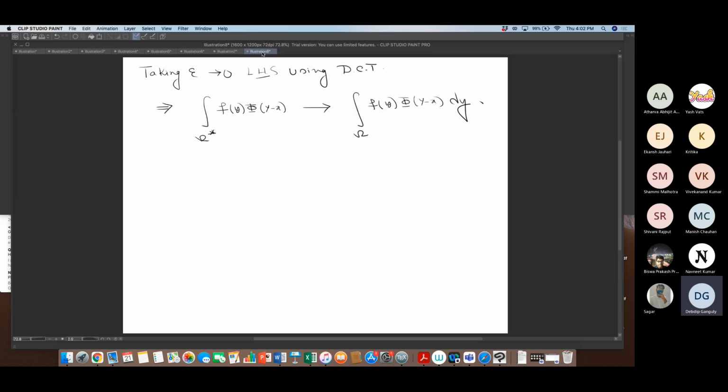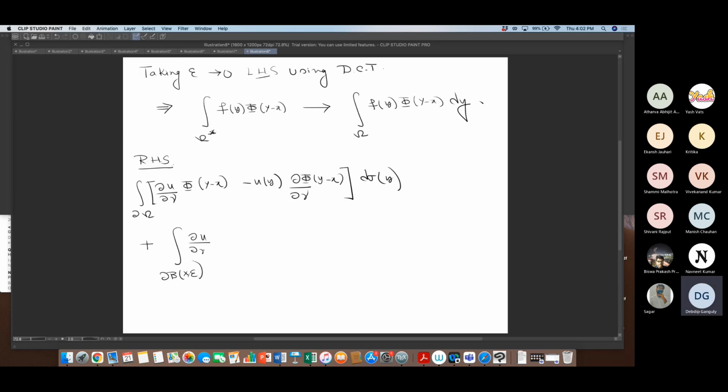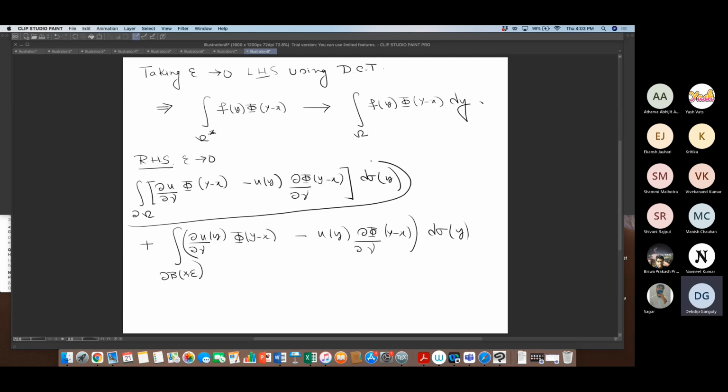Now let us see what happened to the RHS. So there are two parts in the RHS. What is this RHS? The integral over del omega of del u by del nu times del phi by del nu, d sigma y, plus the integral over del B(x, epsilon) of del u by del nu at y times phi of y minus x, minus u(y) del phi by del nu at the point y minus x at the boundary. So as epsilon tends to 0, what will happen to the RHS? This is intact. There is no epsilon dependence. Now you tell me where this will go.